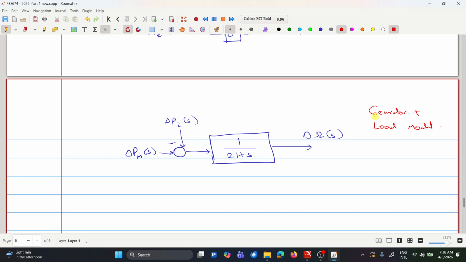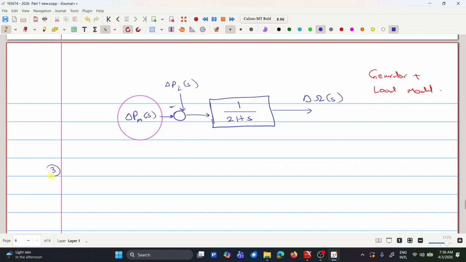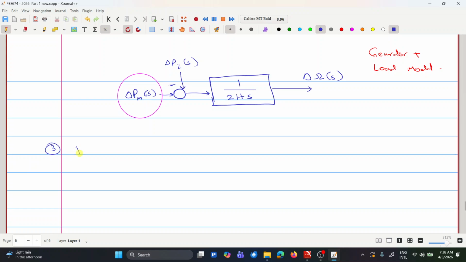So now the mechanical input is actually coming from the prime mover and the generator model. So we will see how this mechanical power is generated and how we can incorporate this in our model. In order to understand that, first we will look at the prime mover model.